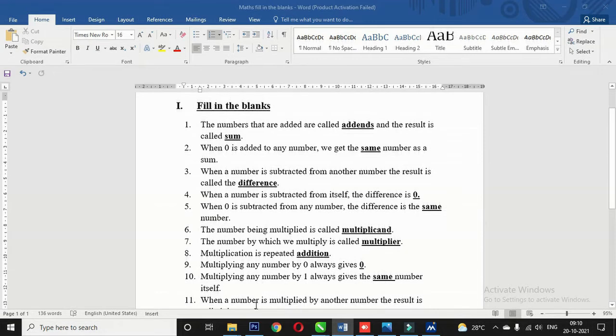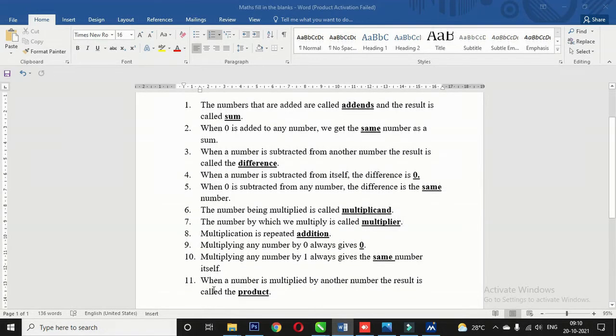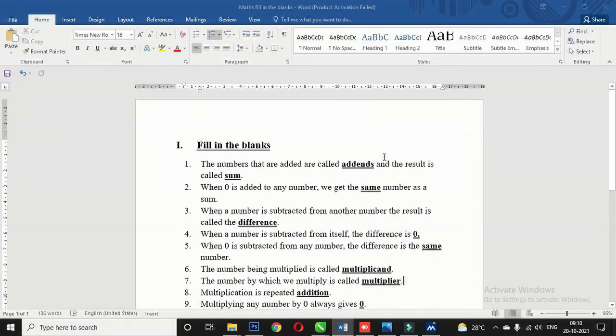Okay, children. Then the 11th question, when a number is multiplied by another number, the result is called the product. So once again, I am reading this. Listen carefully.